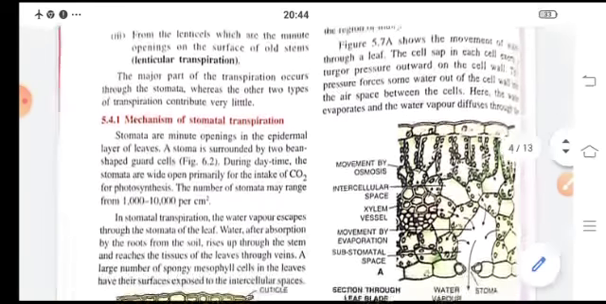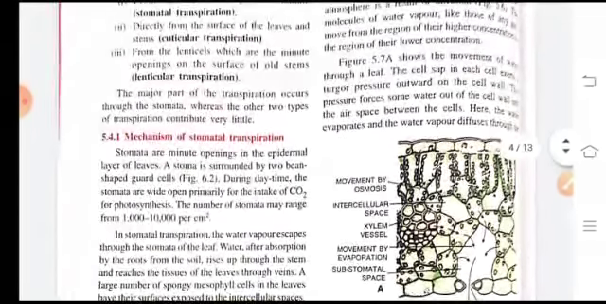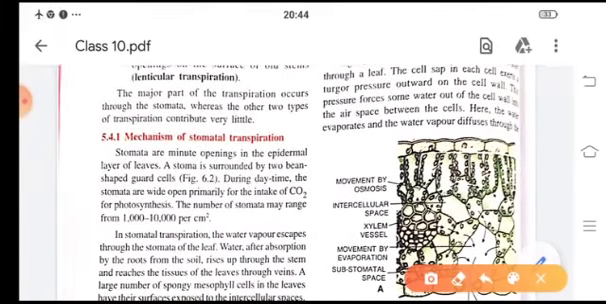Now figure 5.7 also shows the movement of water through a leaf. Here, children, see the cell sap which exerts turgor pressure on the outward of the cell wall, and this pressure forces some water out of the cell wall into the air space between these cells. Here the water evaporates in the form of water vapor and diffuses out into the atmosphere. Here see the movement by osmosis, that is, water entering inside the cell. This is through the osmosis process. Intercellular spaces are there, and these cells exert some pressure on the cell wall.